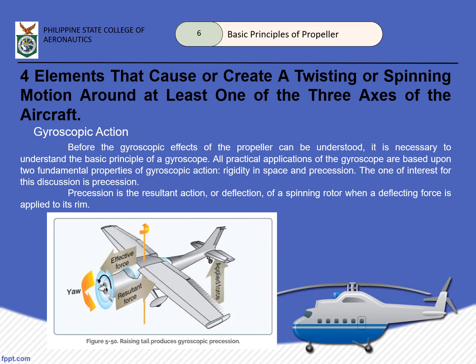So, ang force na ito acts 90 degrees ahead of the applied force. So, if we apply an upward force to a gyroscope that is turning to the right, we'll get a resultant force that moves the gyroscope to the right. So, how does this, ano bang connect nito? How does this work on our aircraft?